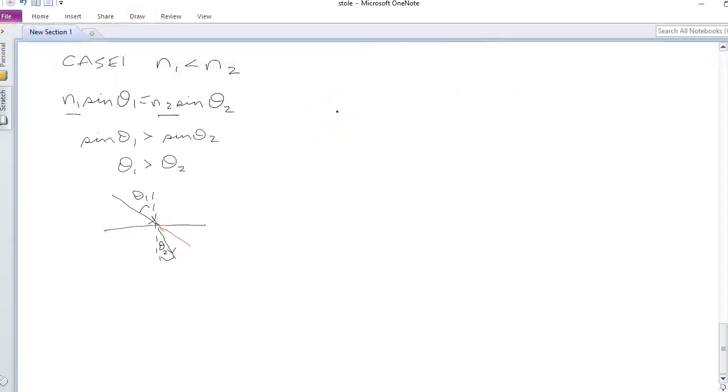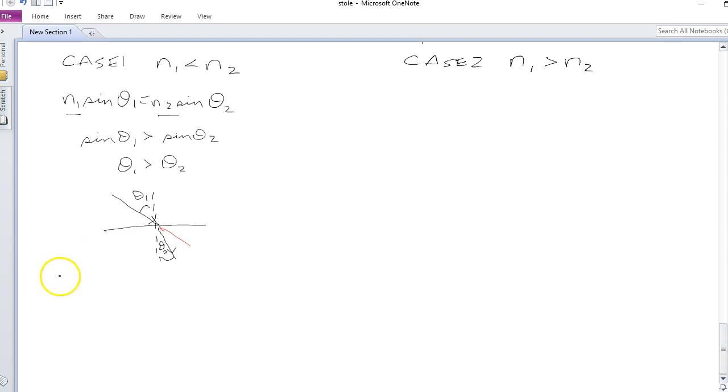Okay? Now, let's look at case 2 over here. And here now we're going to say N1 is greater than N2. Okay, so what happens in that case? Oh, before we do that, I wanted to do this over here in case 1.